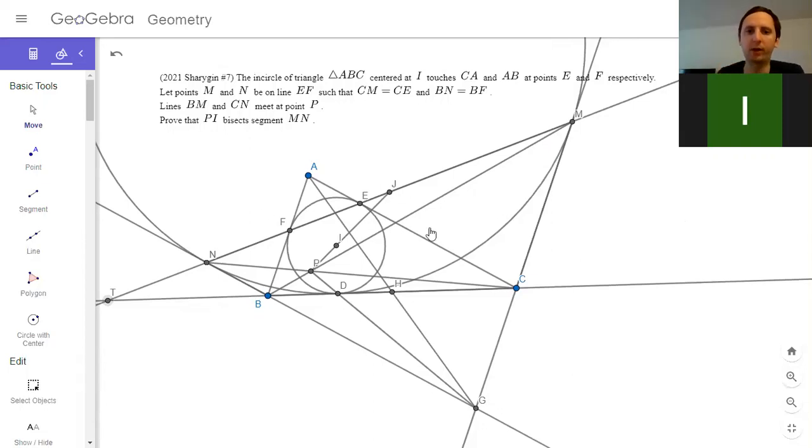BE, I agree, AD, BE, and CF are concurrent. I agree that T, B, D, and C are in harmonic conjugation. And so how does it follow?